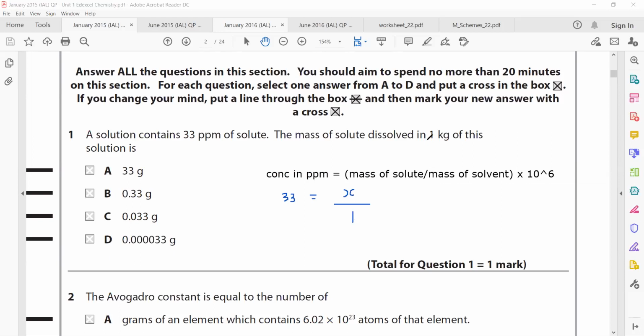So that's in kg, but all the answers are in gram. So this should be in gram. So 1 kilogram means 1000 grams, into 10 power 6. So this will be 33 multiplied by 1000 divided by 1 million. What's the final answer? So 33 multiplied by 1000 divided by 1 million. So when you substitute, C will be the right answer.